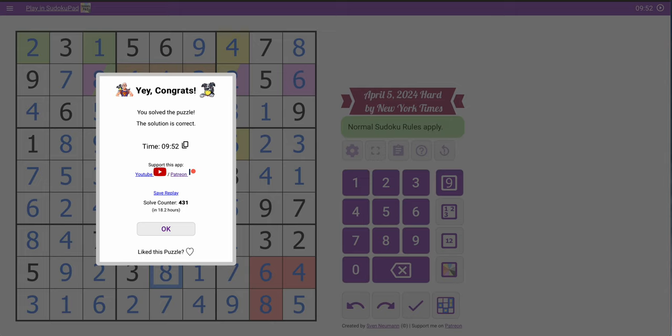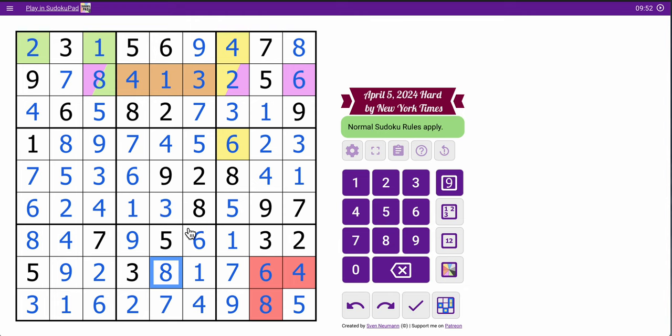Not even 10 minutes, and they call this a hard one? Wow. I mean, really, there were a few hidden pairs, and then it just flew. This is my first ever sub 10 minute solve.